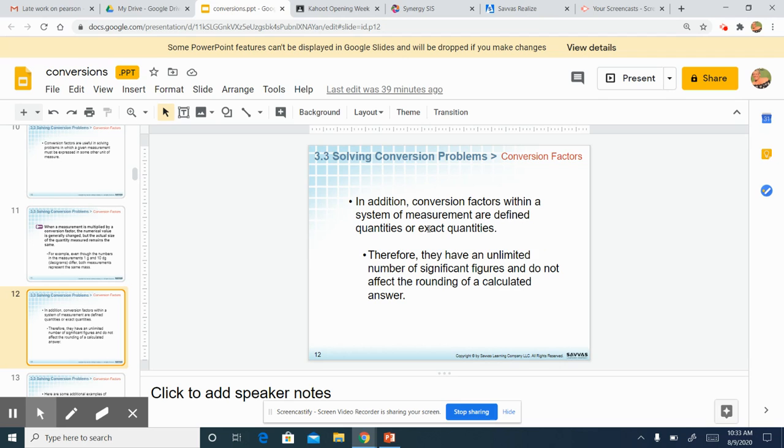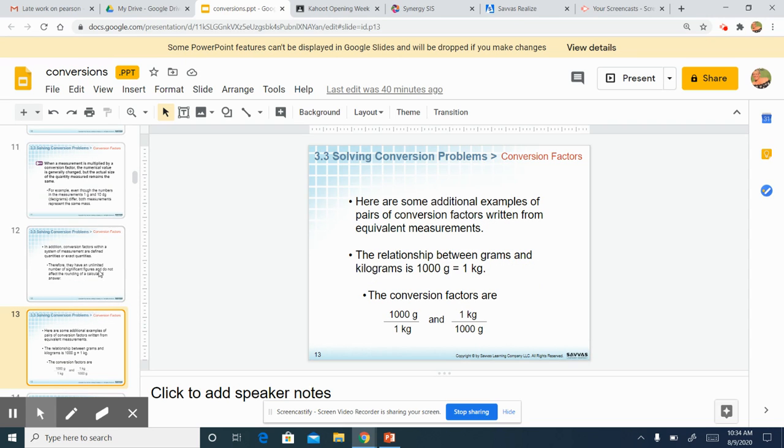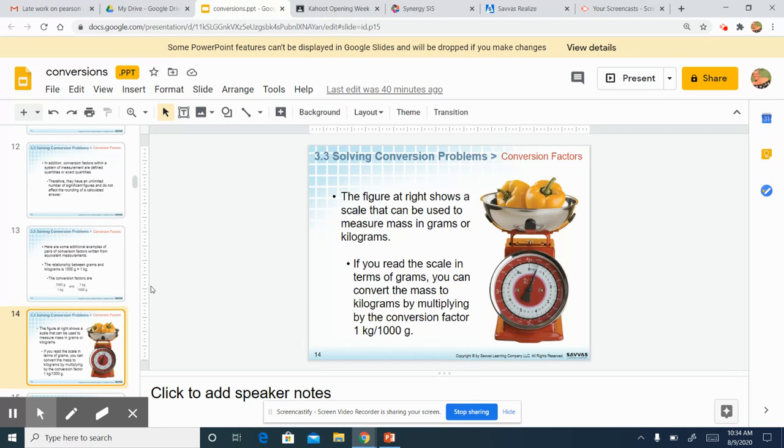In addition, conversion factors within a system of measurement are defined quantities or exact quantities. Therefore, they have an unlimited number of significant figures and do not affect the rounding of a calculated answer. And we saw that yesterday. Here are some additional examples of pairs of conversion factors. We can skip that.